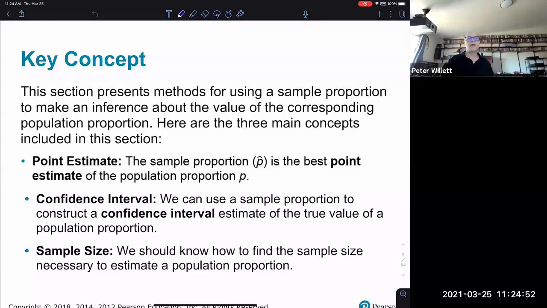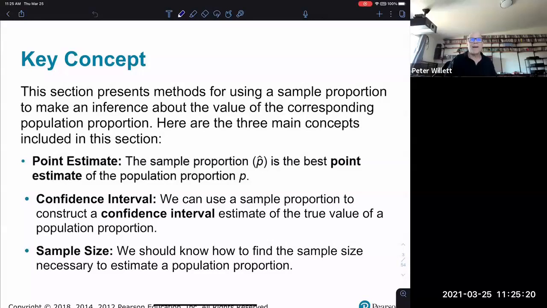So let's say I take my sample of 100 students from the DVC student population, and I ask them all, how many of you would consider yourself a Democrat? And let's say 30% say they consider themselves a Democrat. So I could just stop right there and say, okay, my best point estimate is that 30% of all students at DVC consider themselves a Democrat.